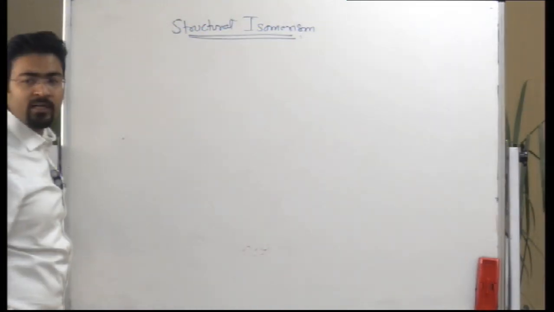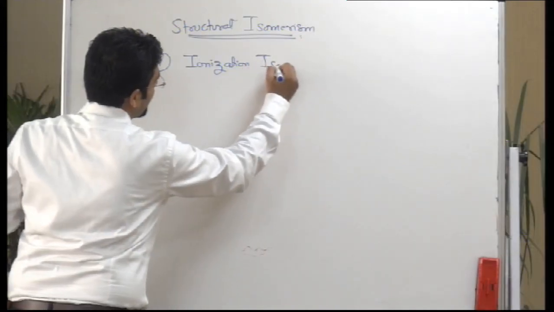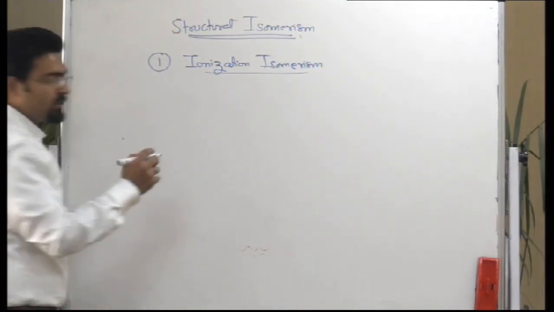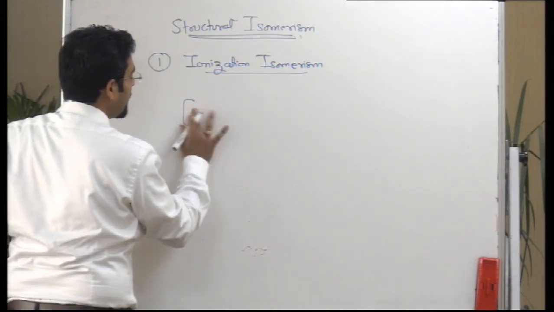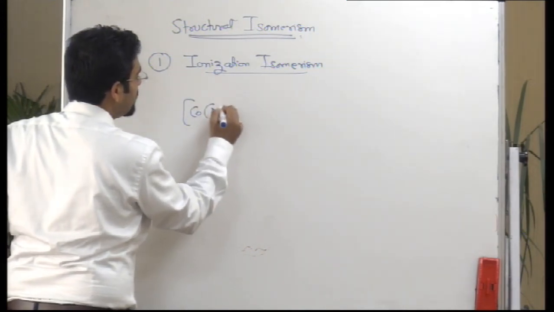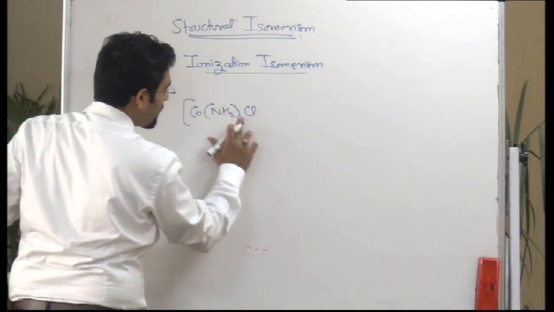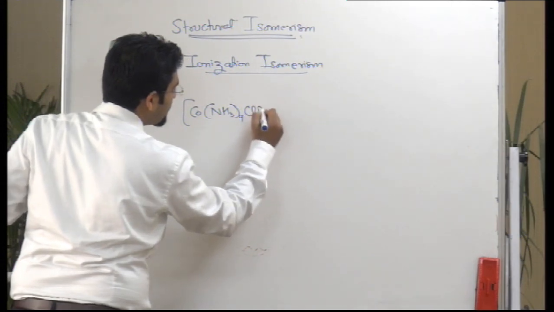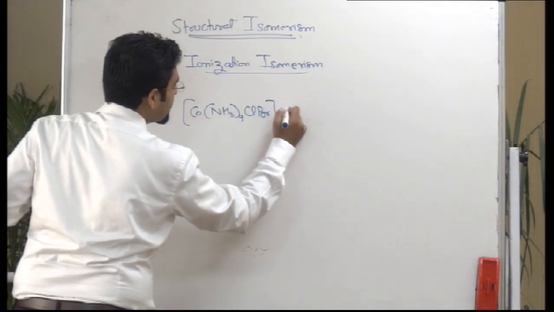Structural isomerism in coordination compounds. So one is, for example, ionization isomerism. What is ionization isomerism? I'll explain it with an example. For example, I have a complex [Co(NH3)4ClBr]Cl.